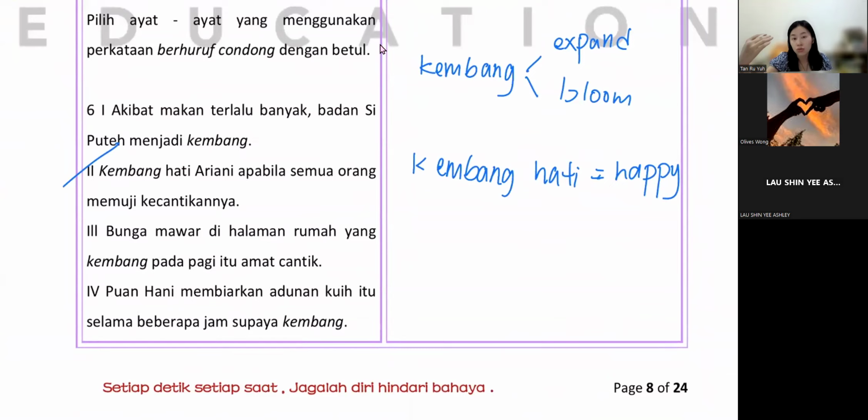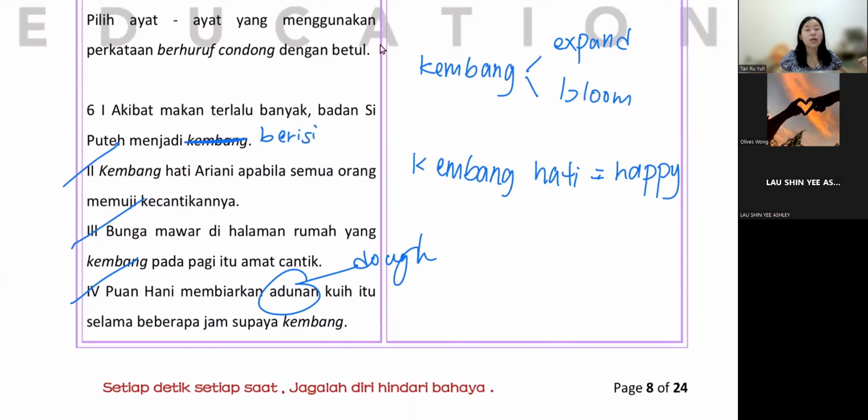Okay, bunga mawar is a rose, Malaysia rose. Okay, di halaman rumah yang kembang pada pagi itu amat cantik is correct. Bloomer, membiarkan adunan. Adunan means the dough. Okay, to expand is correct. Number 1, I cannot say makanan terlalu banyak, badan si putih menjadi kembang. Should be menjadi berisi.